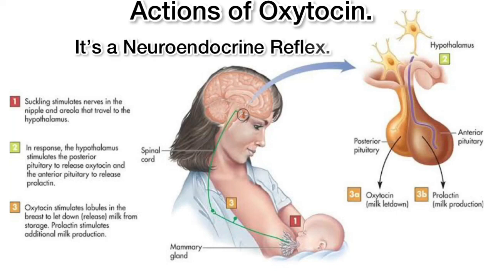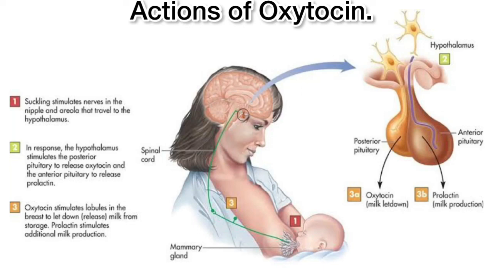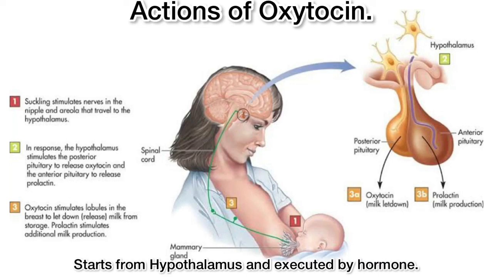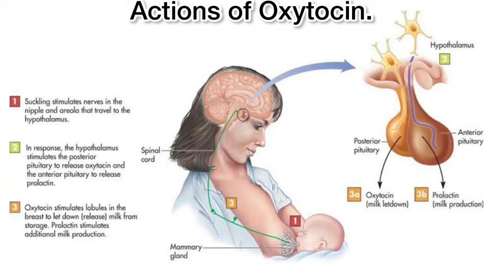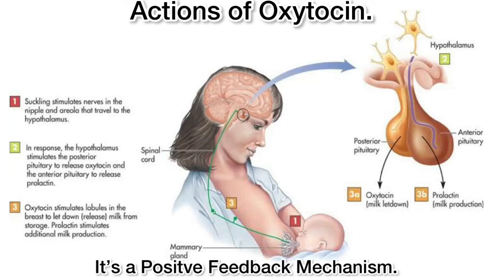This milk ejection reflex is known as a neuroendocrine reflex. The reason why it is called a neuroendocrine reflex is because it is initiated by the nervous system and then completed by the endocrine system. So whenever you are asked to give an example of a neuroendocrine reflex, it is the milk ejection reflex. Okay, it's a positive feedback mechanism and not a negative feedback mechanism.